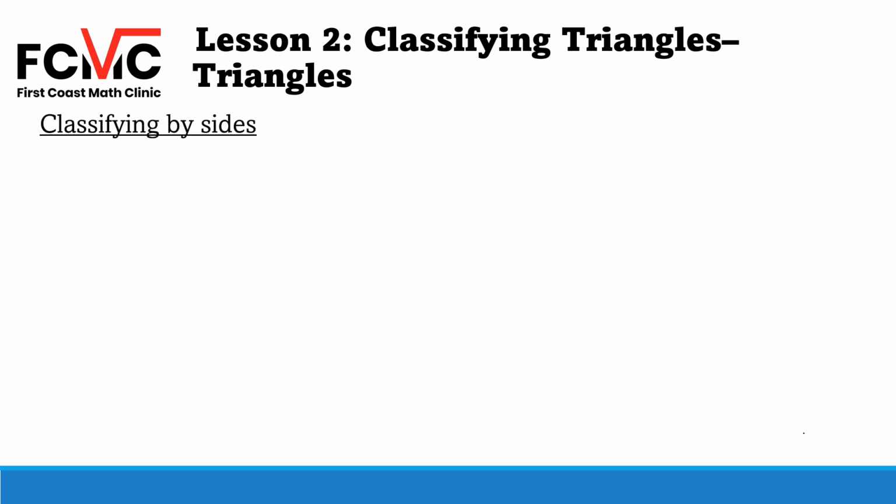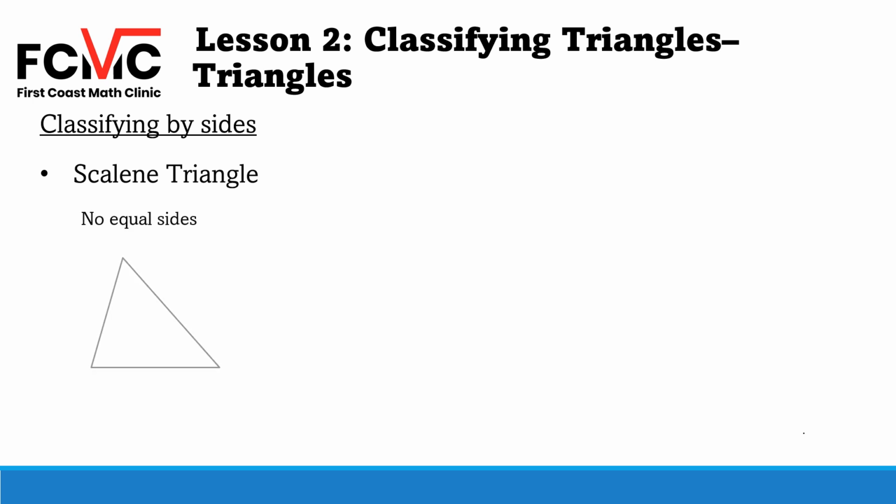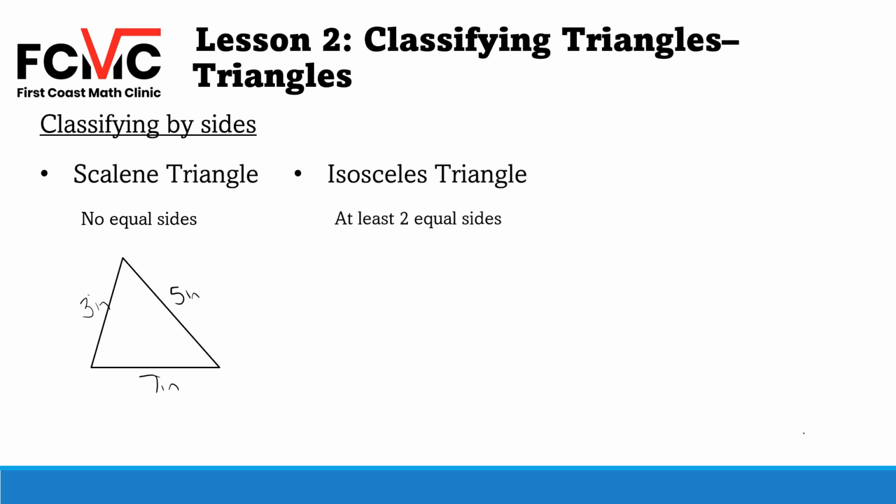So if we want to classify our triangles by sides, first type of triangle is going to be a scalene triangle. And our scalene triangle has no equal sides. So if you have something like this, we could have maybe a triangle that is 3, 5, and 7 inches for side lengths. Next type of triangle is going to be isosceles triangle. So an isosceles triangle has at least 2 equal sides. So it could look something like this. Maybe they could be like 4 inches, 4 inches, and 3 inches for the side lengths.